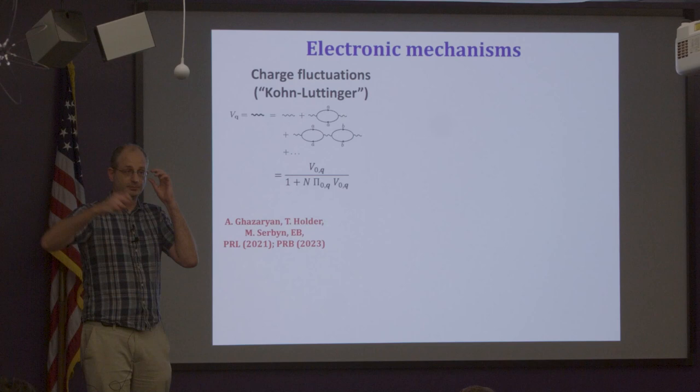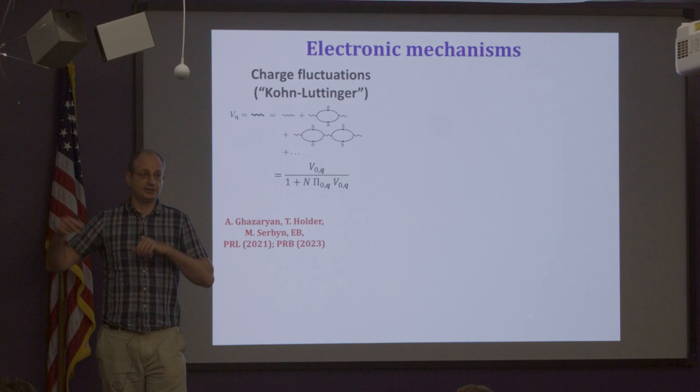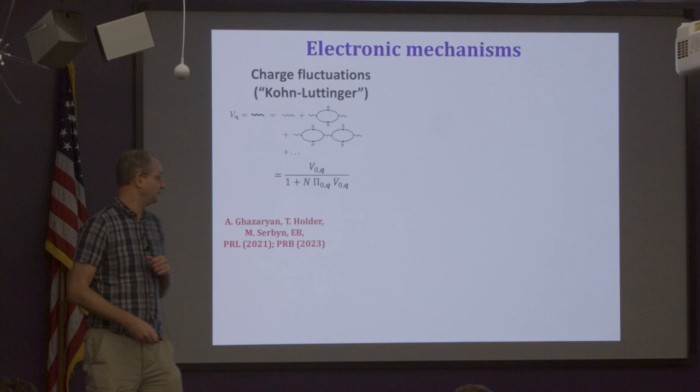Just from direct Coulomb, no exchange, basically just charge interactions. One electron leads to a density fluctuation that the other electron sees. I'm going to call that Cohn-Luttinger. That terminology is not quite precise. We can go into in what way.